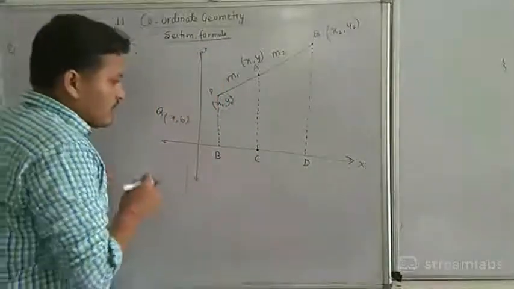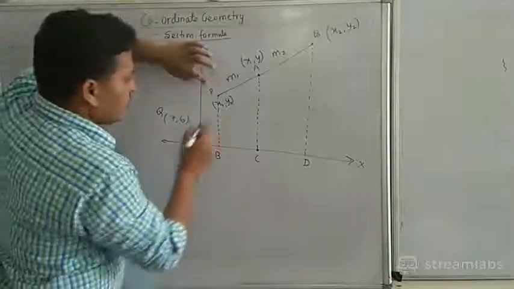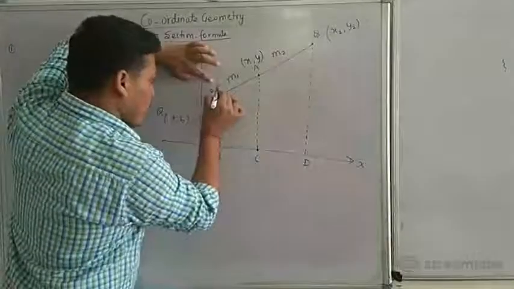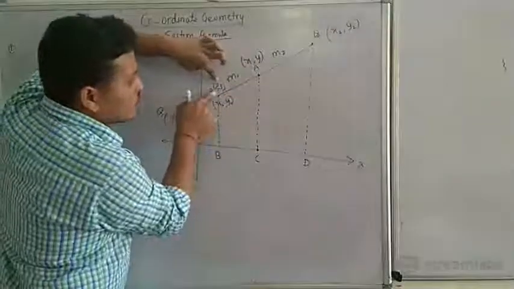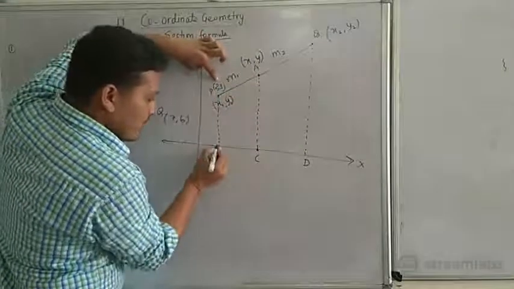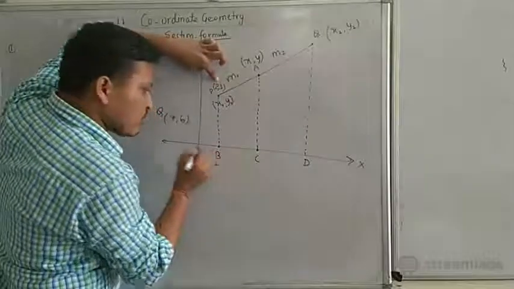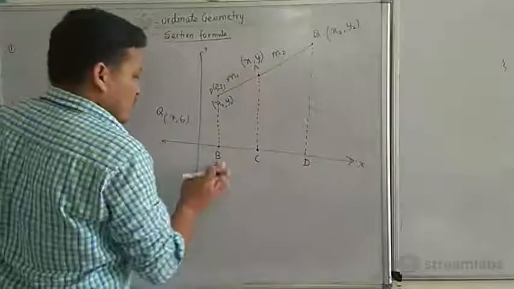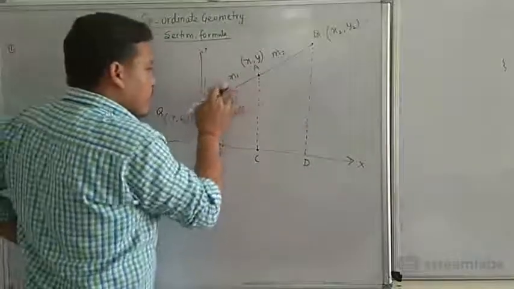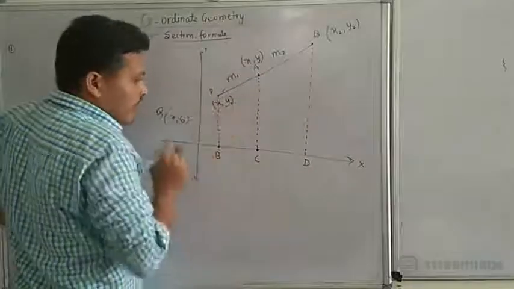Now tell me one thing, children, listen here. If the value of this point is 2, 3, it means x is 2 here. So what is the value of x at this point? It is also 2. You know that 2, 3 means 2 and 3 here. Similarly, the coordinate of this point P is x1 y1.